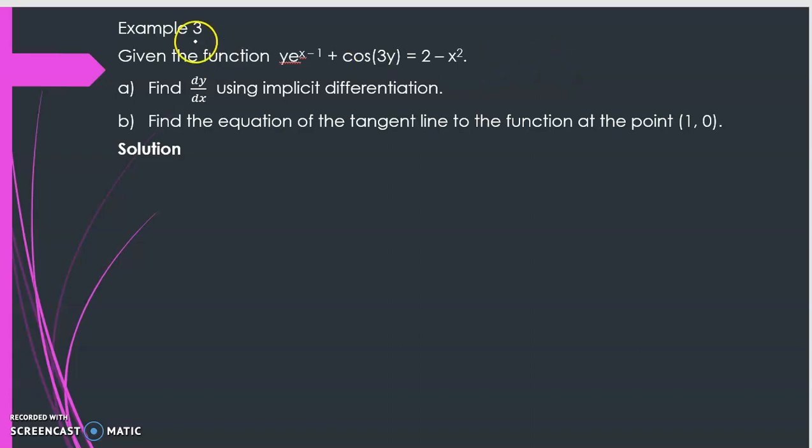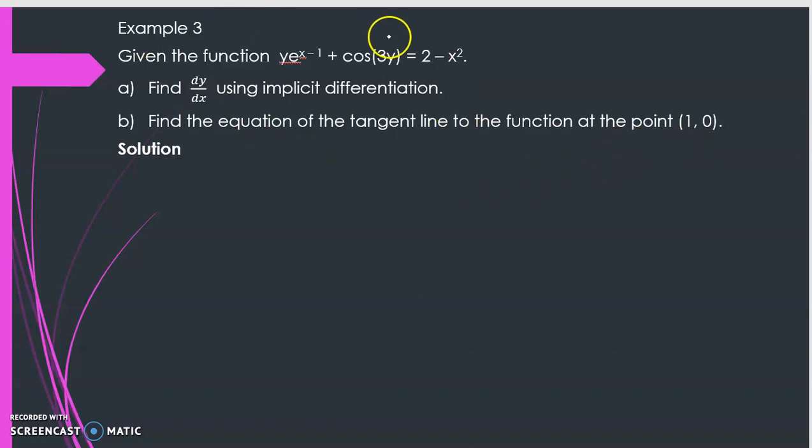Now we look at example 3. Given the function y e to the power of x minus 1 plus cos 3y is equal to 2 minus x squared. A, find dy/dx using implicit differentiation. B, find the equation of the tangent line to the function at the point (1, 0).